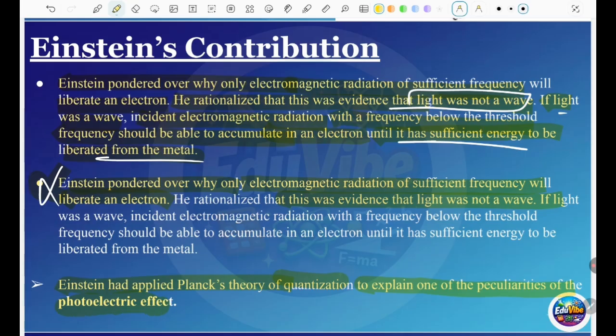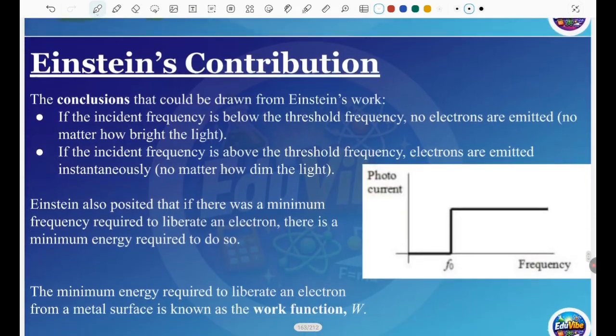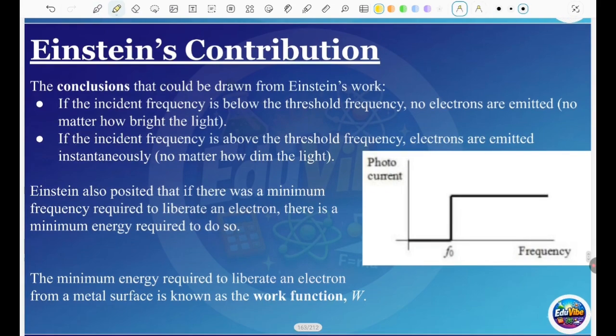To explain the photoelectric effect more efficiently, Einstein applied Planck's theory of quantization. Two conclusions can be drawn from Einstein's work. If the incident frequency is below the threshold frequency, no electrons can be emitted, no matter how bright the light is. Even if it is above the threshold frequency, electrons are emitted instantaneously, no matter how dim the light.